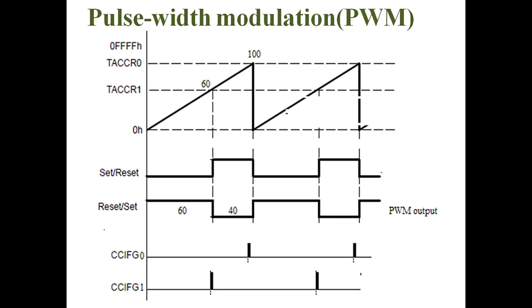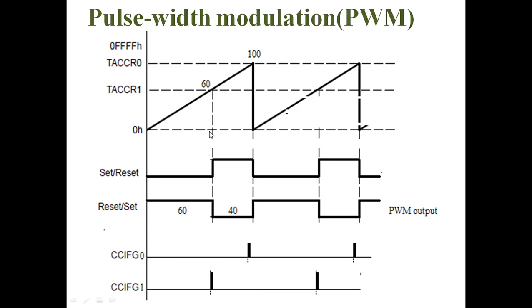Pulse width modulation, PWM, is an encoding technique to encode information into the desired format. Here the information is varied by varying the width of the pulse. So here the on time is called the duty cycle. So it may be on and it may be off.